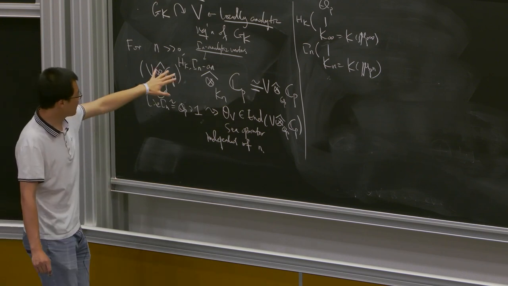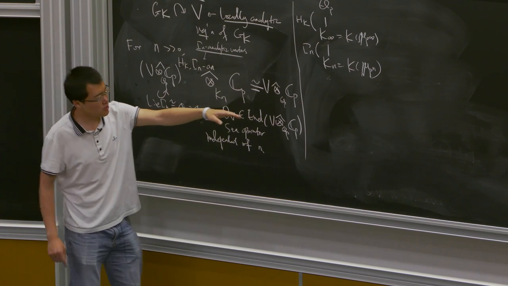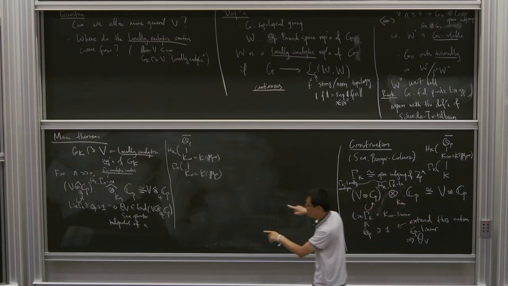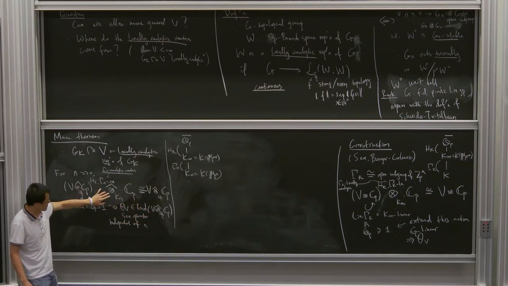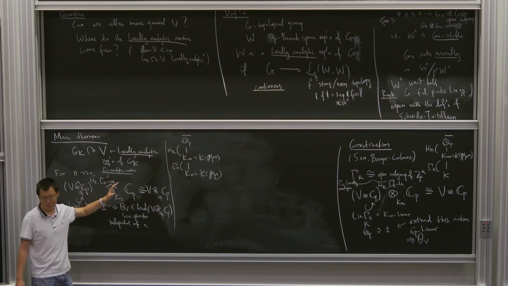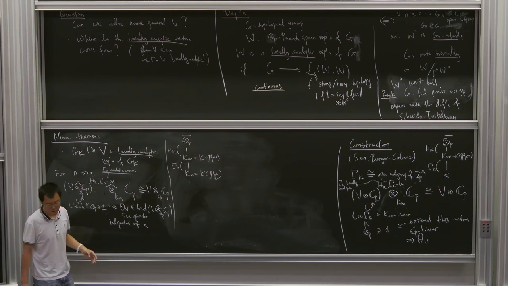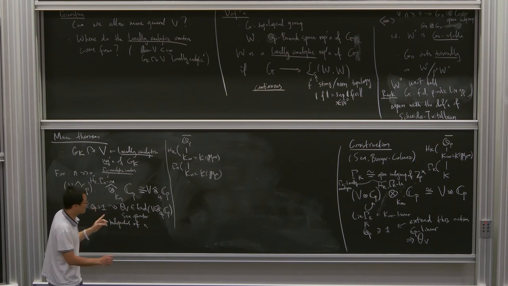Yes. If you take the direct limit over n, you essentially get back this form, except that then with the tensor product you need to be a little bit careful. So I don't want to state it in that form, just in this form. Okay, let me make several remarks and take questions.